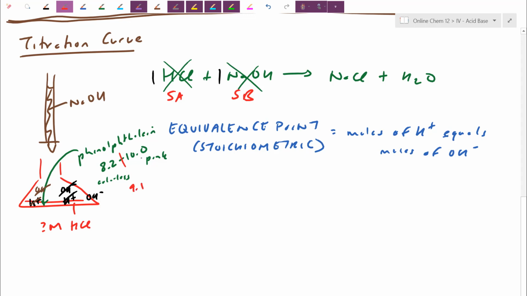The halfway point between 8.2 and 10 is actually 9.1. When the indicator changes color, it senses that there's an excess of hydroxide, and that's when I know to stop. You can be really silly and choose an indicator that maybe changes color at pH 2. Sure, you can get the color change to happen, but the color change doesn't tell me anything about the equivalence. It's no use to you.